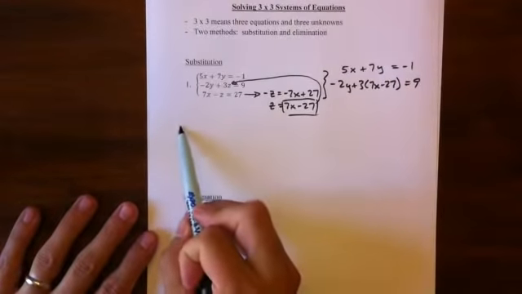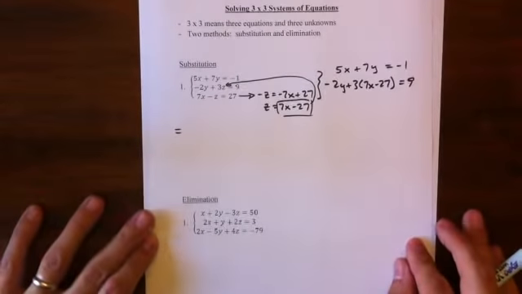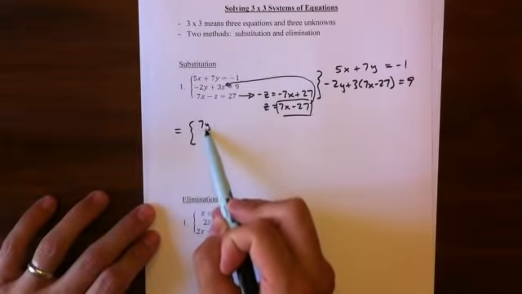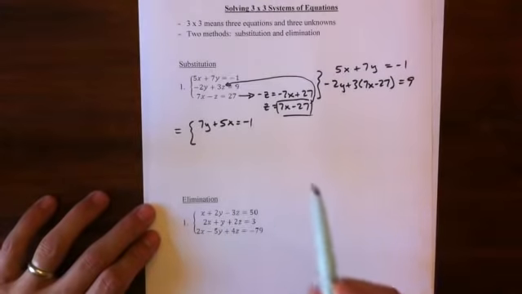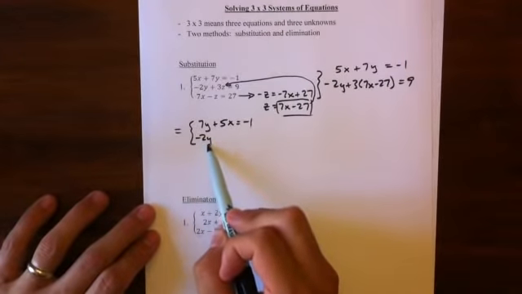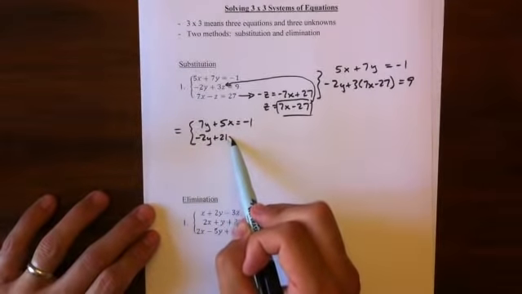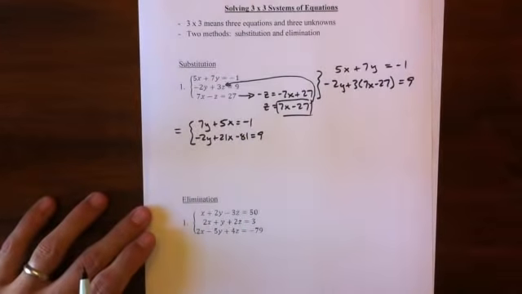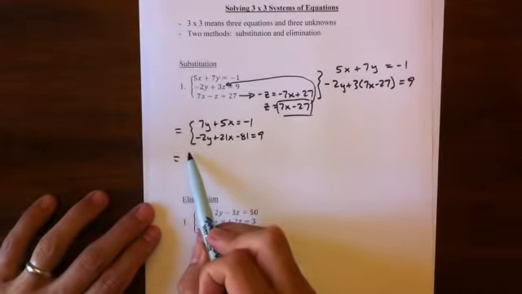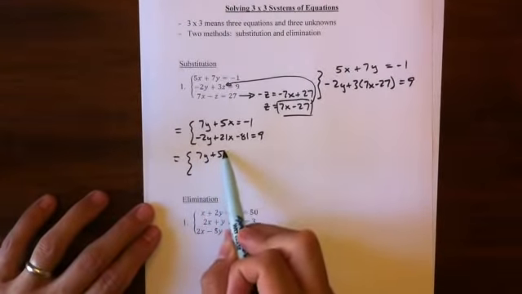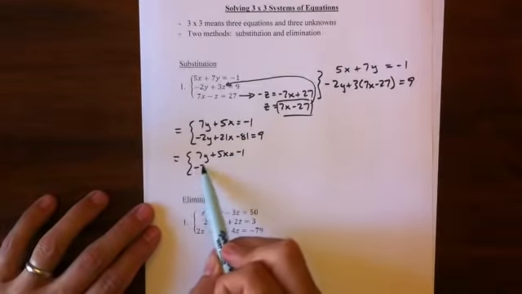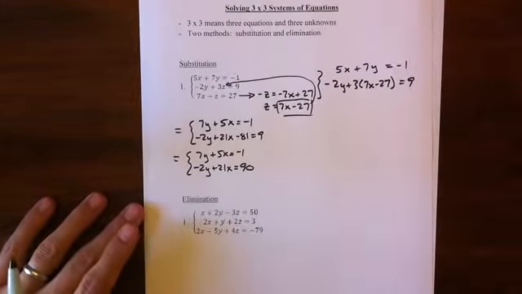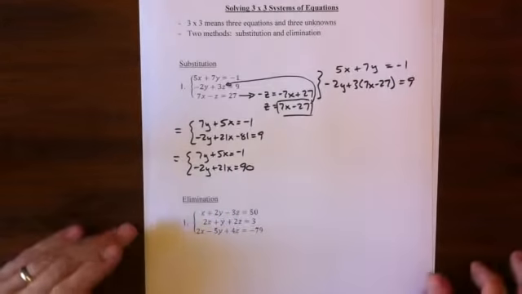So let's try and simplify this the best we can. This one has a y first, so I'm going to switch the order around. This says 7y plus 5x equals negative 1. Down here I'm going to get negative 2y, do a little distributing, plus 21x, looks like we're going to have minus 81 equals 9. Let's simplify just a little bit more. Up on top, it's going to stay the same. On the bottom, I get negative 2y plus 21x equals, looks like 90. So let's go through and solve that.